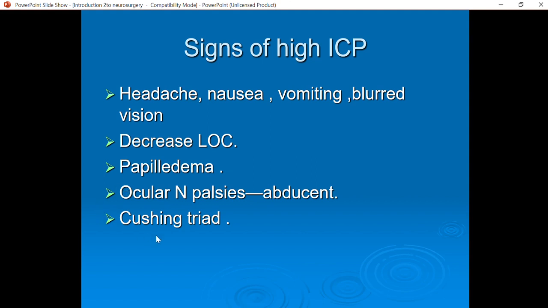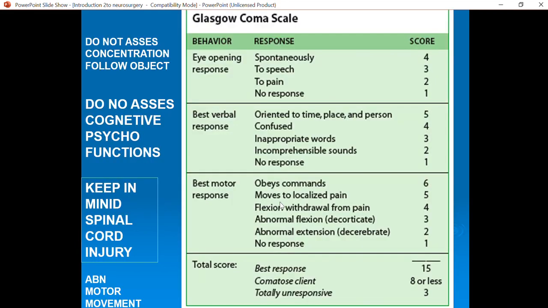And Cushing triad. Just remember the Cushing triad, which is hypertension, bradycardia, and irregular breathing or kinesthetic respiration.